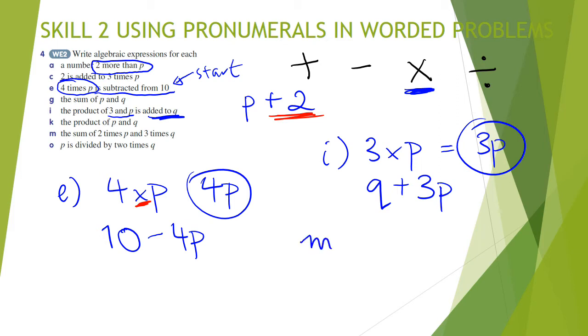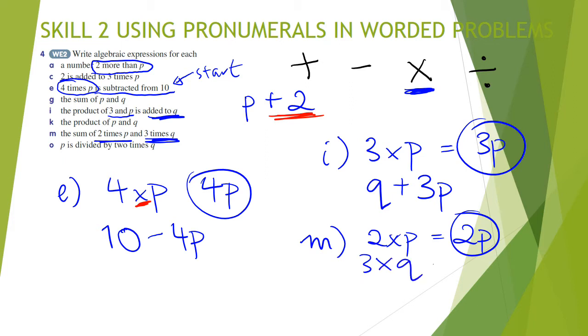Last one, if we look at M, the sum of 2 times P, so again 2 times P is written as 2P, and 3 times Q is written as 3Q. So we've got our two terms there, and our key word is the sum. The sum means addition. So the answer would be 2P plus 3Q.